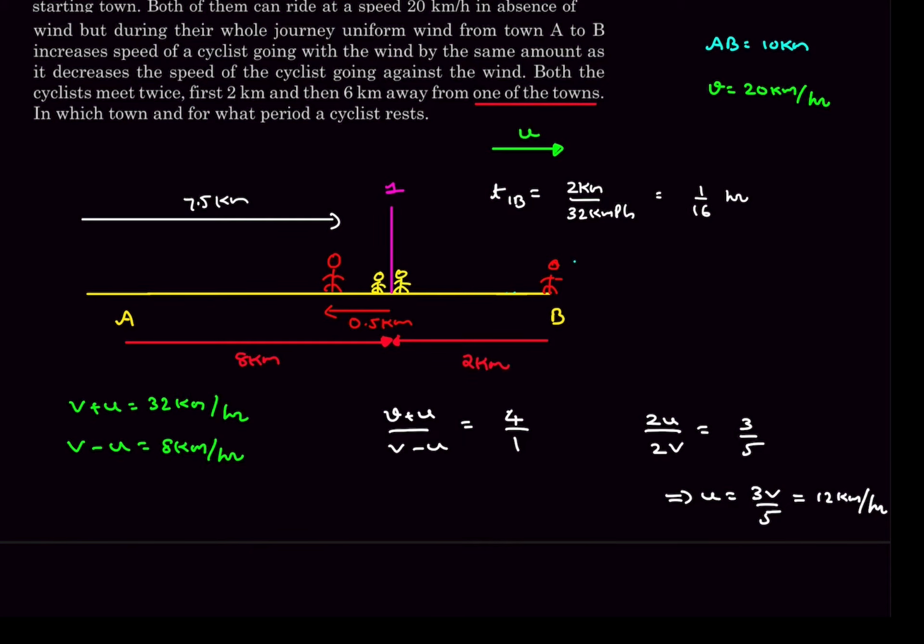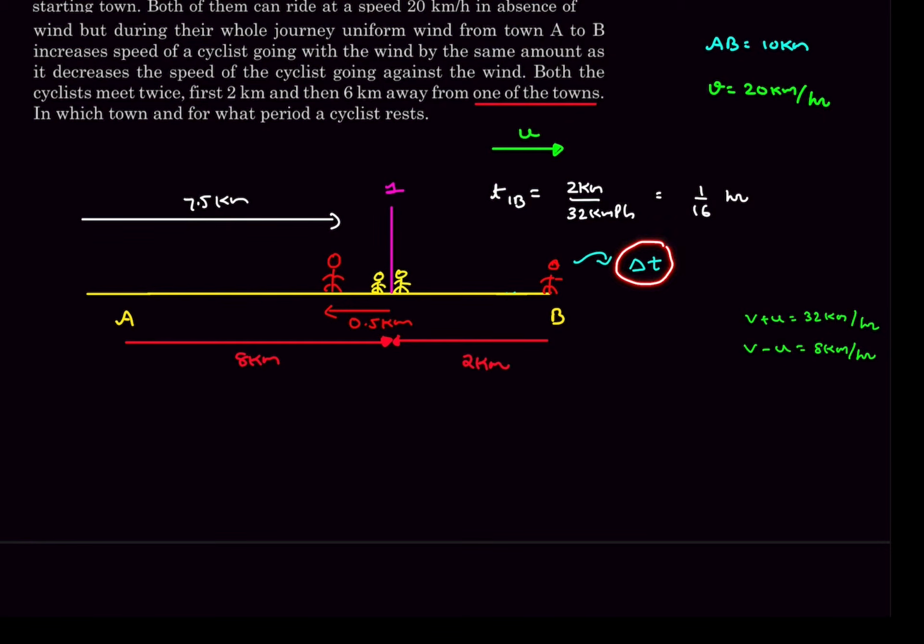Okay, so now it's given that one of these riders chills in a town for some time T. So let's say it's going to be this rider over here who already reached B, because it looks like this guy has a lot of time to spend. So let's say he chills in town B for an additional time of delta T. Now within this delta T time for which he chills, the other cyclist would have covered some distance, right?